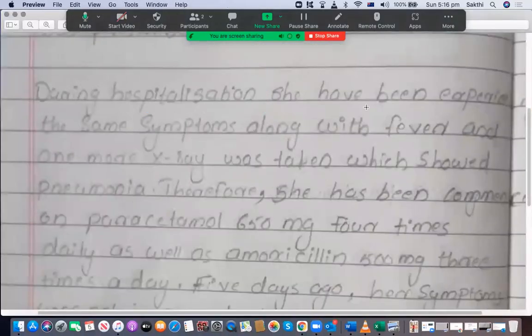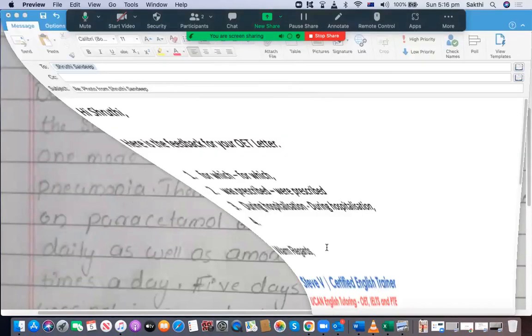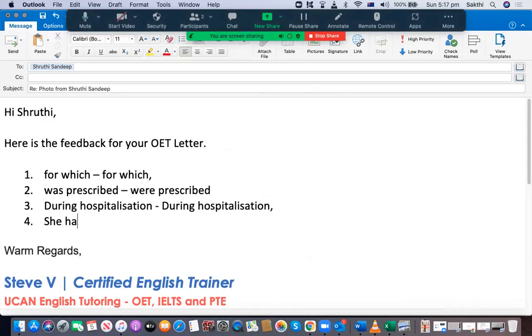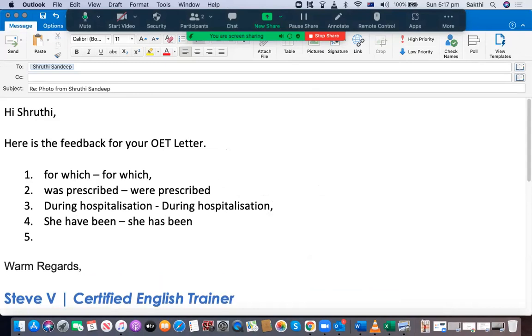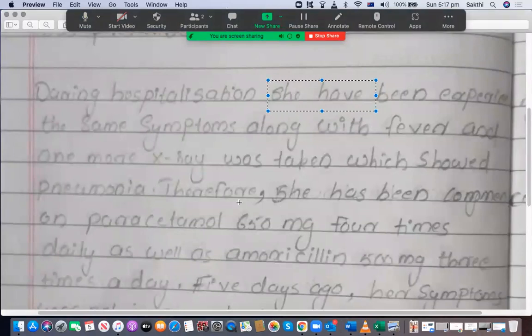All right, during hospitalization, she have been. No, it's not she have, because she never goes with the have, isn't it? Did you know this or not? She have been, that's not right. She has been. He, she, it will go only with has. They will never go with have. But sir, in this case, the conditions were completely recovered at the time of discharge. No, what I would like to say is that she never goes with the have. That's what I'm saying. She has been. You can say she has been. That's fine.